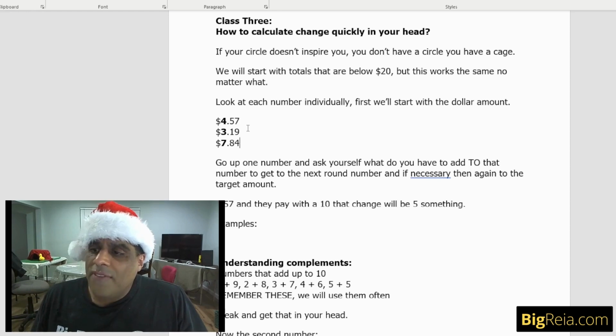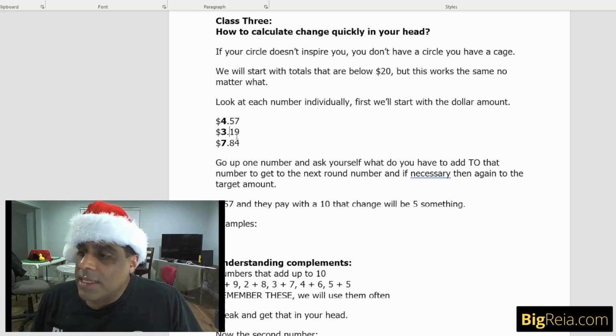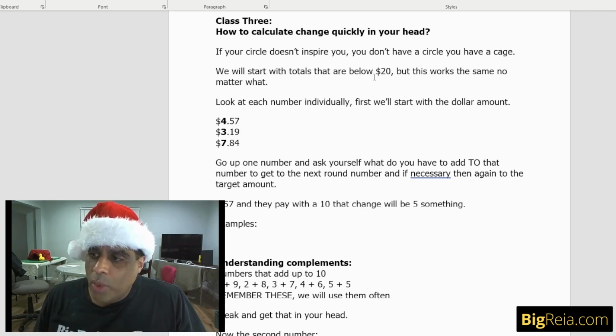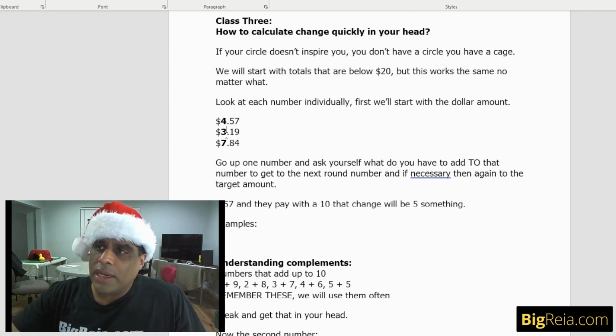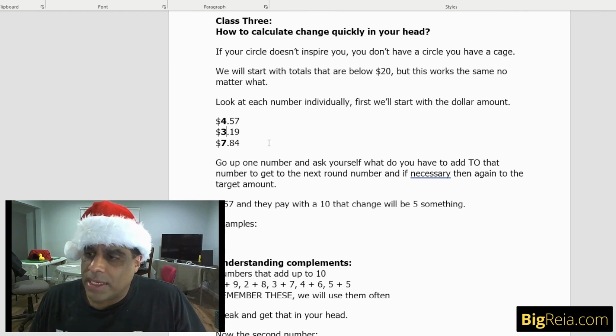$5 plus $10. If it's $3.19, look at the 3, go to the next number above it, which is 4. What do I have to add to 4 to get to 10? $6, plus, remember they paid with a 20, $6 plus $10 to get from the 10 to the 20, right? If they paid $3, their change is going to be $6 because I'm going to go up to the next number, 4. How do I get from 4 to 10? 6. From 10 to 20, an extra 10. $10 plus $6, $16.